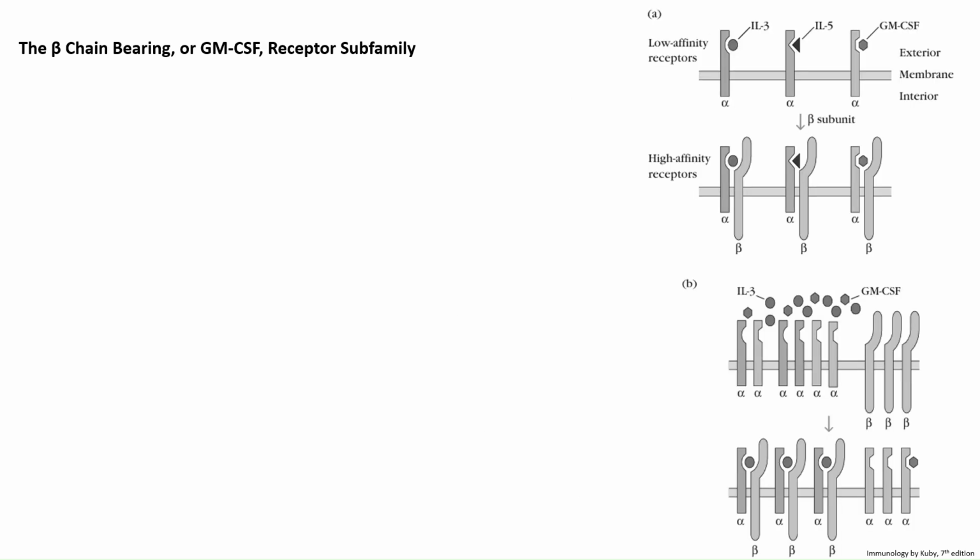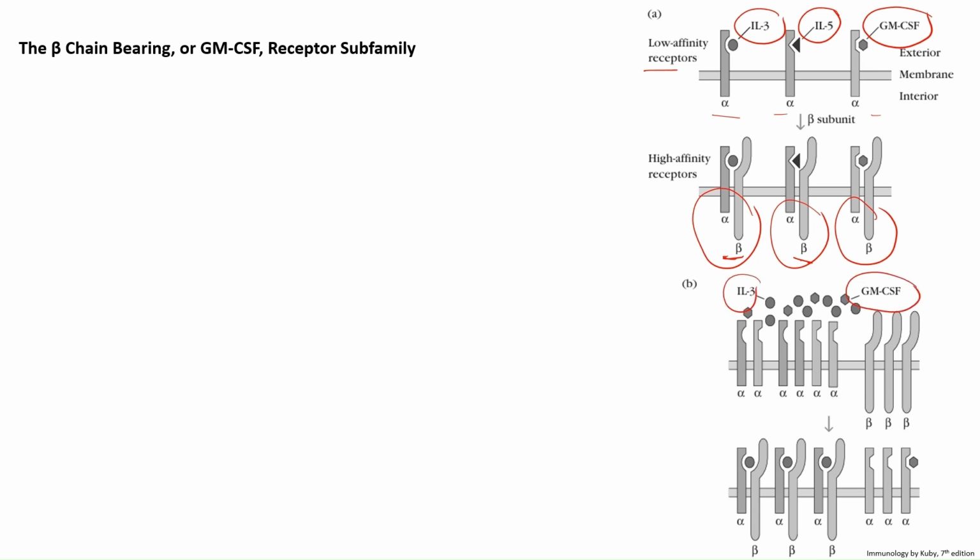Now coming to the next one, the beta subunit receptor family. Here the interleukins are 3, 5 and GM-CSF. If only alpha is present on the surface, then it will show low affinity with the interleukins. If beta is associated with the alpha, then this is the complete receptor molecule showing high affinity for the interleukin. Whenever interleukin 3 or GM-CSF is present, they will bind if alpha and beta are present.